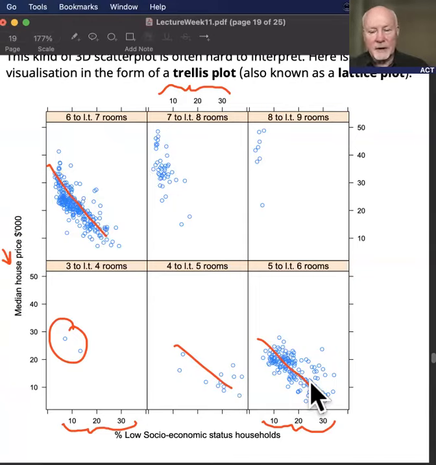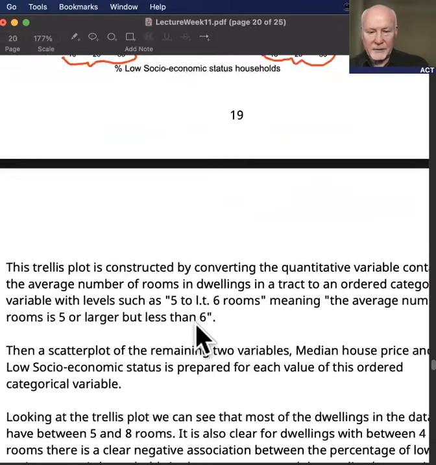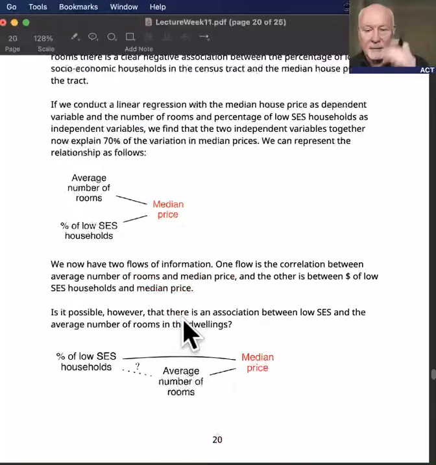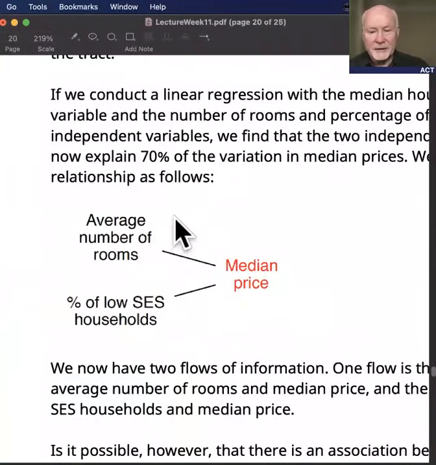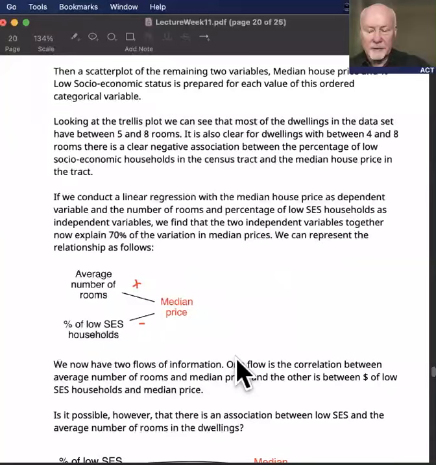So what we have there is, okay, we can do an initial visualization of that here, that the average number of rooms affects the median price, or sorry, let's be clear here. There is a correlation or an association between the average number of rooms and the median price, and similarly there is a correlation between the percentage of low socioeconomic households and the median price. This is a positive relationship and that is a negative relationship. So we've got two information flows there: median price and average number of rooms, and median price and low SES households.